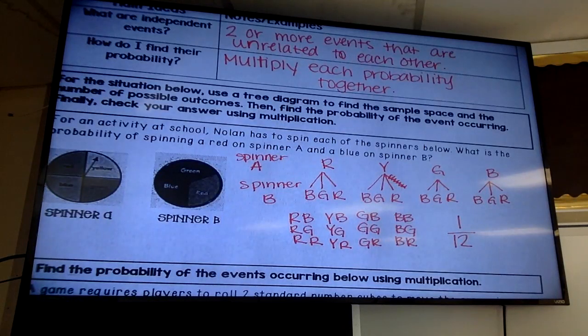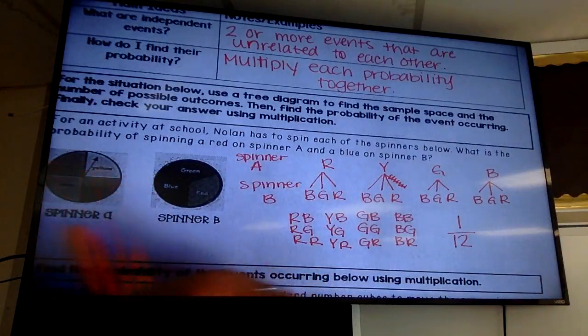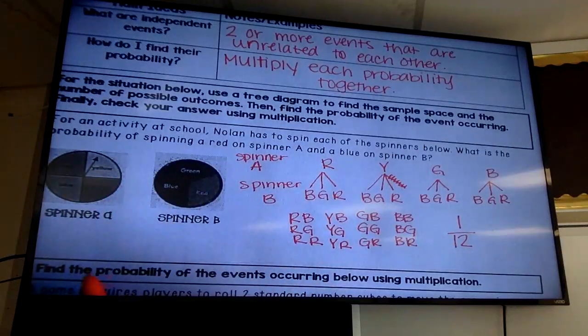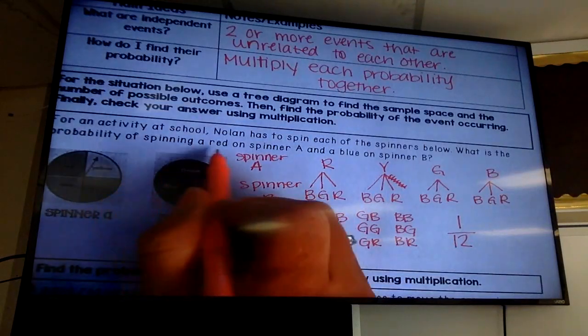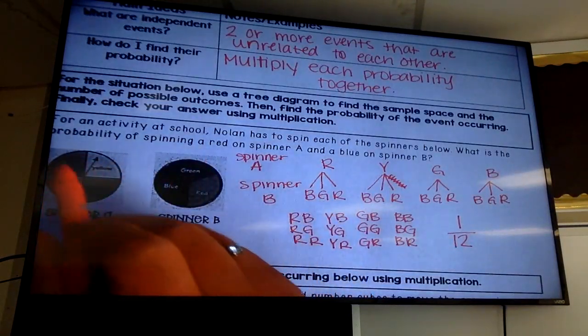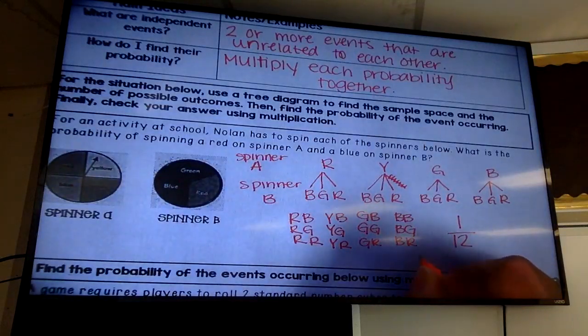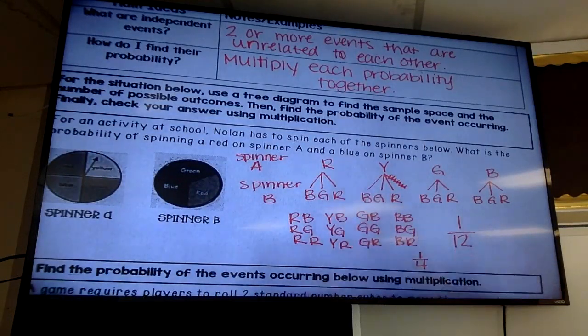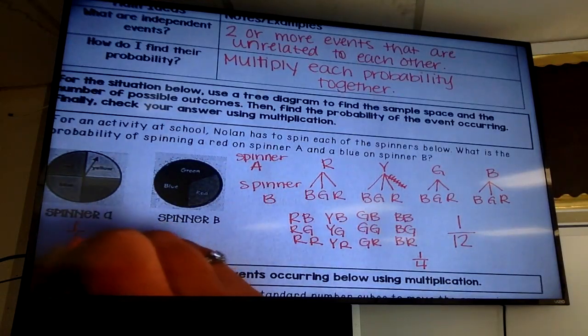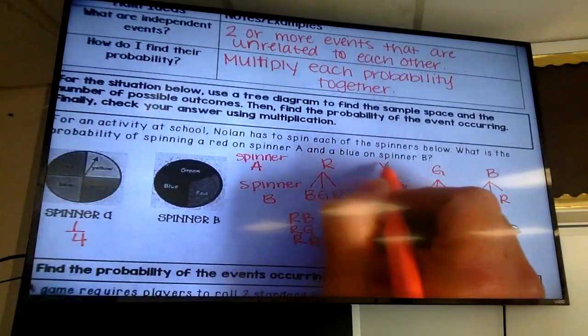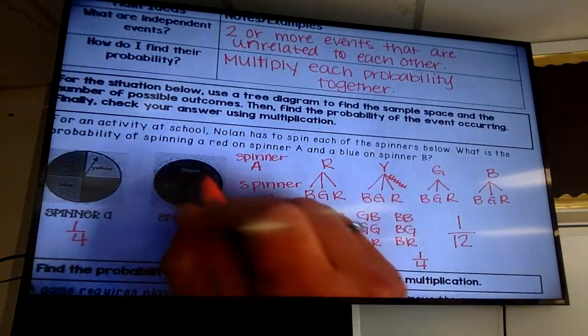Now it says to check that using multiplication. So this is how I would do it. I would look at spinner A, and I would say, what's the probability of me spinning a red? It's red on spinner A. There's 1 out of 4 spaces on spinner A that are red. I'm going to write it over here, actually. And then it said spinner B, a blue. Okay, so I look.